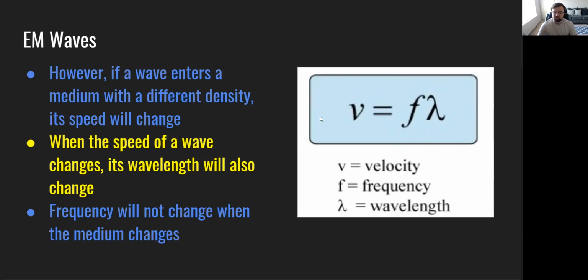So if speed is changing, then that's going to change wavelength. So if the medium changes, then the speed will change, and the wavelength is going to change. Frequency does not change when the medium changes.